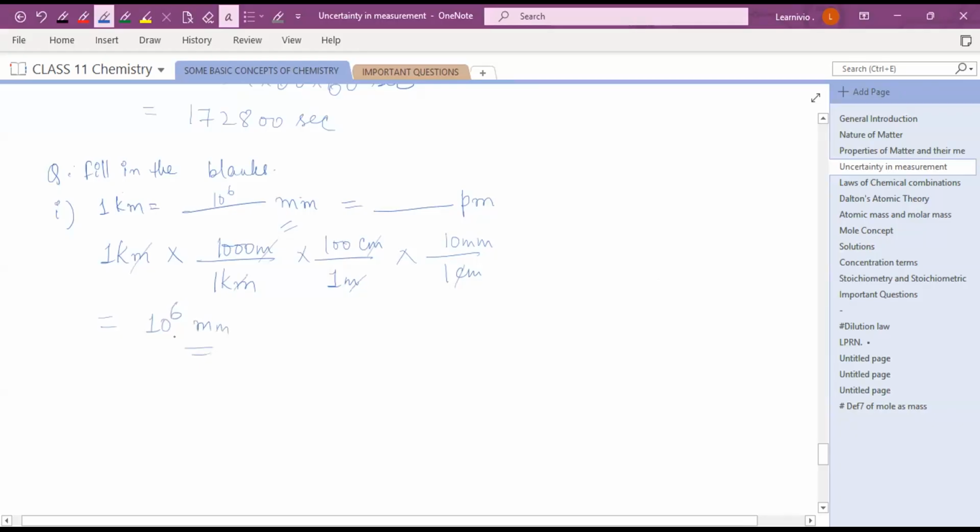Ma'am, why don't we use the table you have given for pico, mega, where the value is also given? Yes, but you don't have to calculate that directly. You will use this unit factor method, this series method. But we will also use that table for picometer. In that case also you will get 10 to the power 6 for milli. Okay, second question: in 1 kilometer, how many picometers are there?